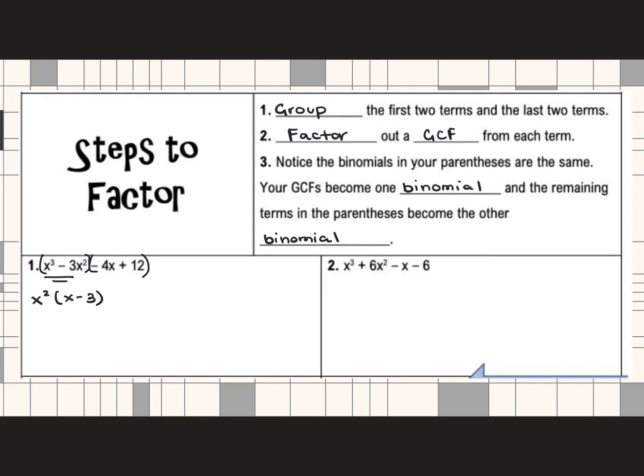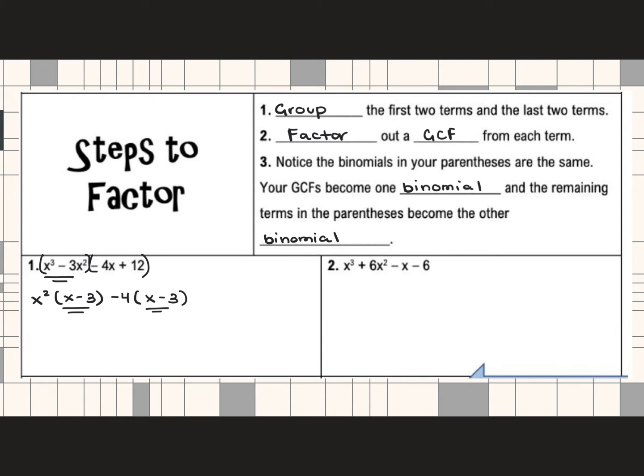I'm going to do the exact same thing for my last two terms. I have negative 4x and positive 12. They have a negative 4 in common, so I'm going to pull out that negative 4, and that leaves me with x minus 3. The reason I pulled out the negative 4 is because if you look at the first binomial, I have x minus 3, and if you remember from our steps, what's remaining in parentheses is the same. So I had to pull out a negative 4 in order to ensure that I had x minus 3 left in my parentheses.